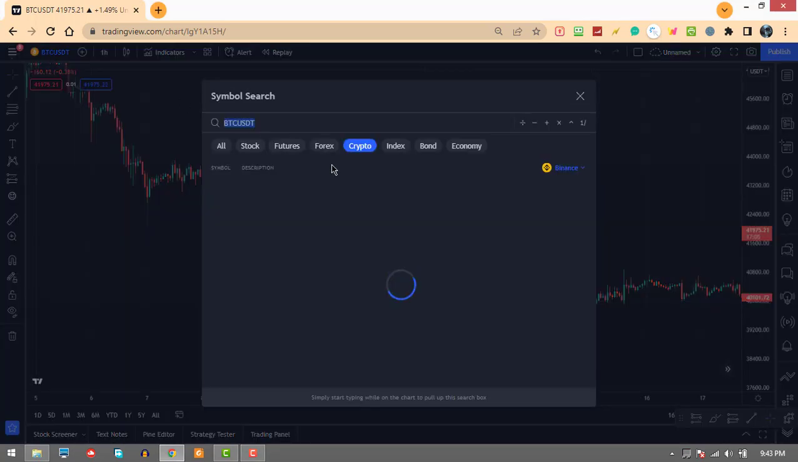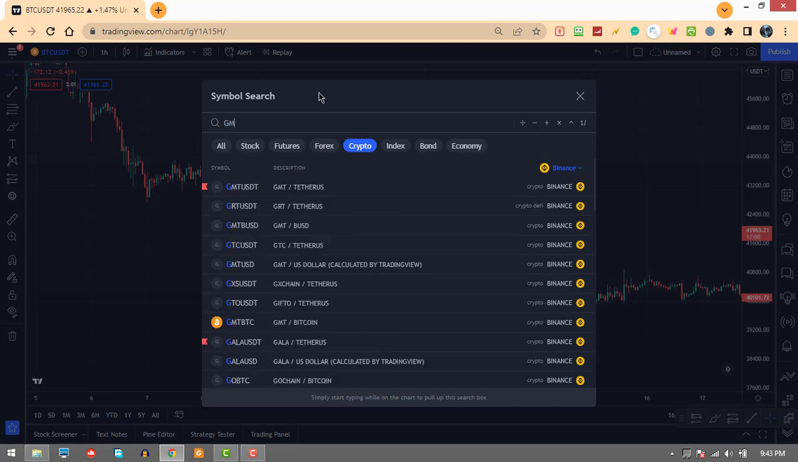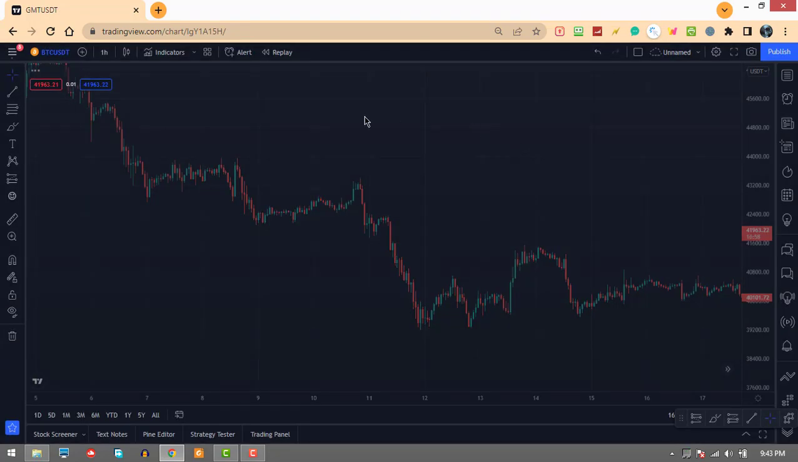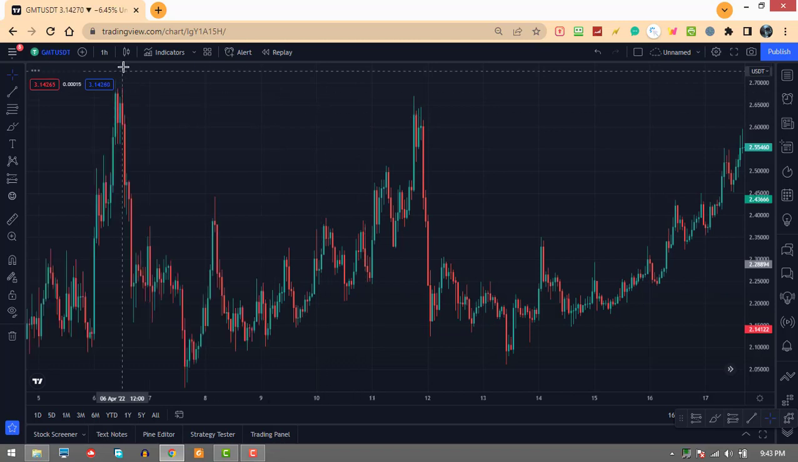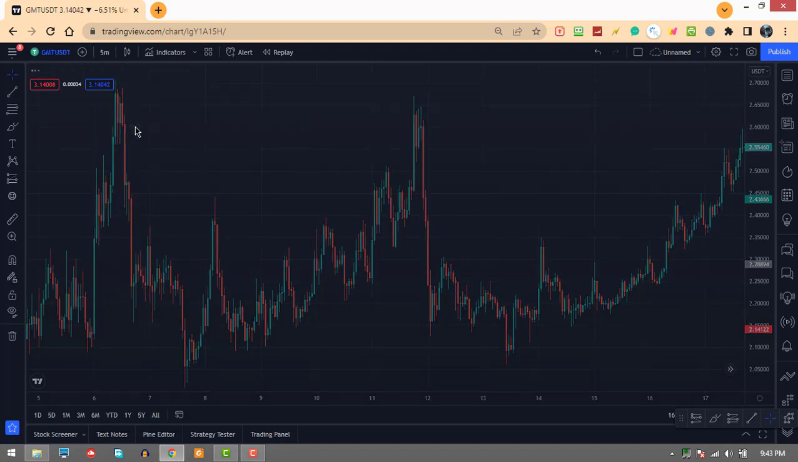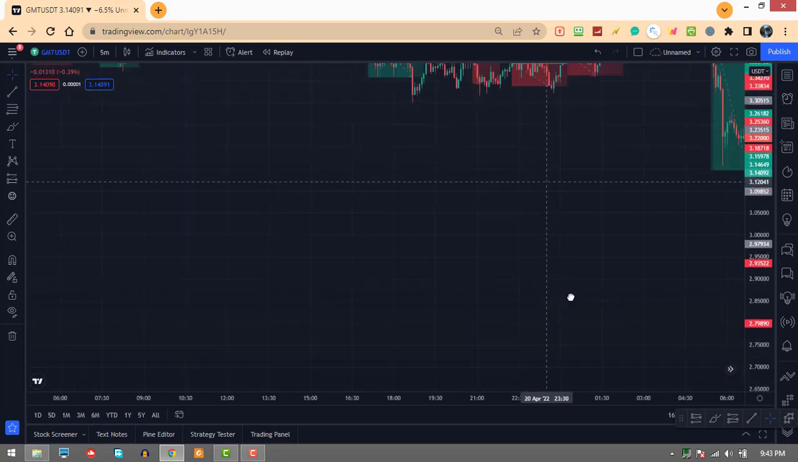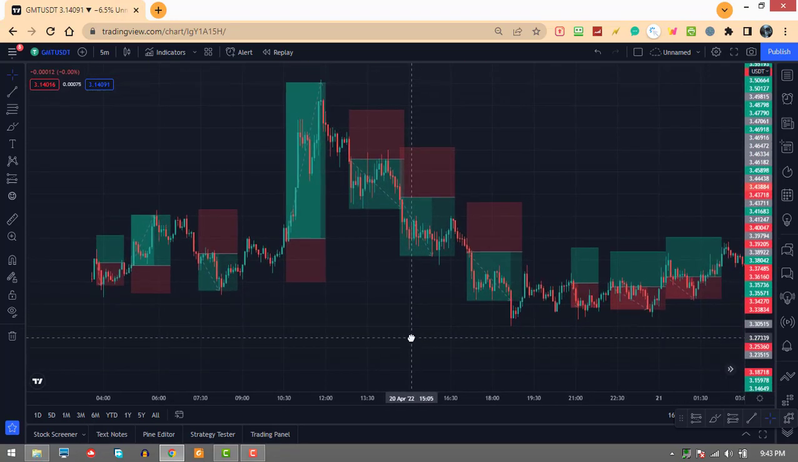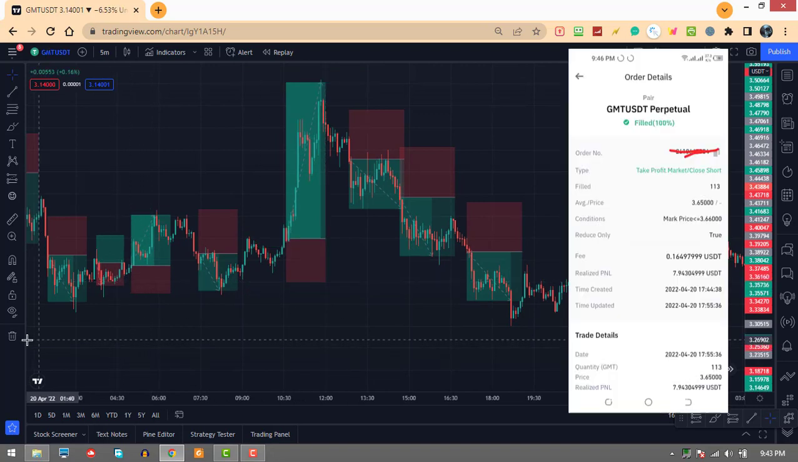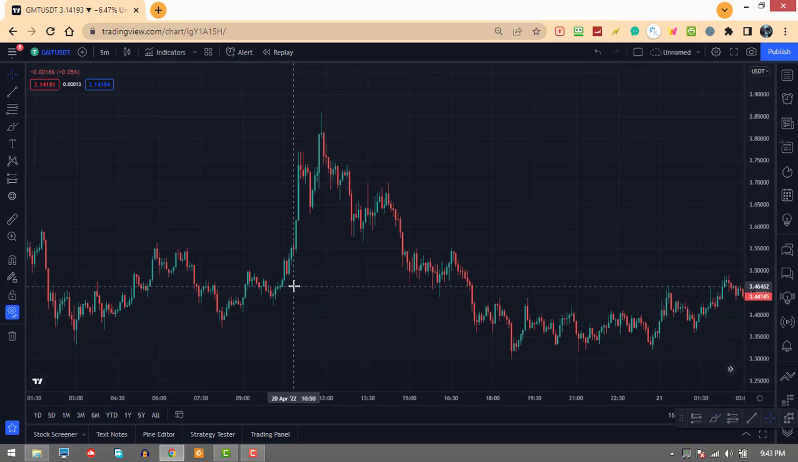So this strategy can be applied to any market, whether it is crypto, forex or stocks, and we will be using GMT USDT, which is a crypto coin, because I have tested this strategy on this particular coin, and we are using 5-minute time frame, and this can be easily applicable to any time frame, any coin. So you can see my result of trade. I have tested this strategy, and for me it has gone well. So let's see what happens in this strategy.